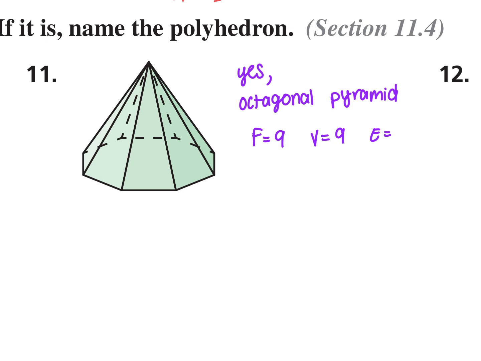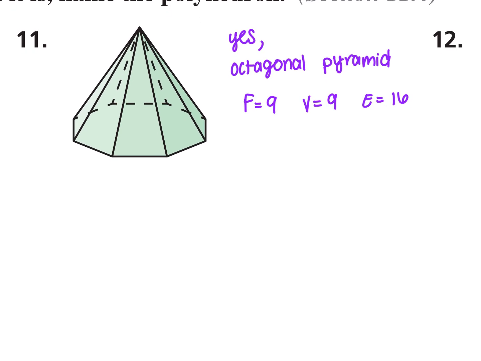And then how many edges do I have? It's a lot to count. Count it carefully. How many? 16. Okay, let's check just to see I counted correctly. Remember the formula was F plus V equals E plus 2. 9 plus 9 is going to give me 18. And 16 plus 2 is also going to give me 18. So I'm just checking my work. So yes, this is correct.